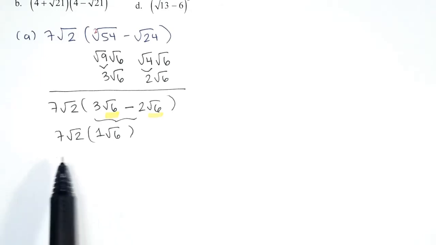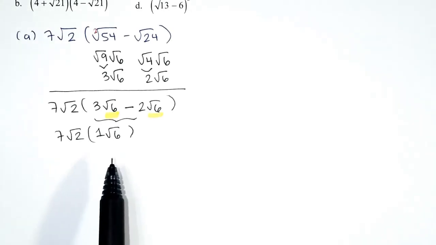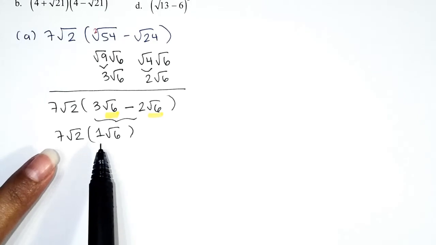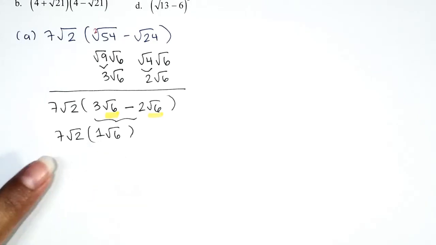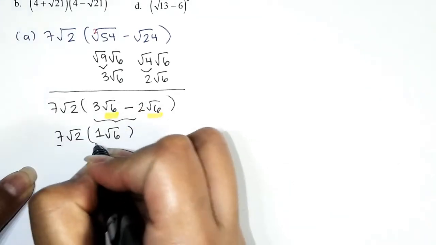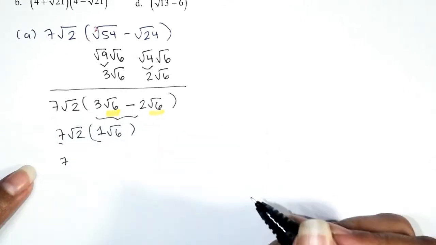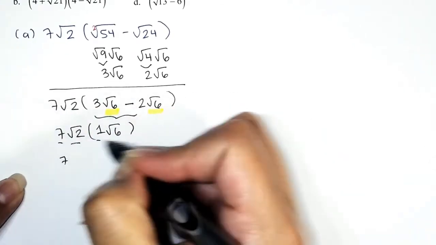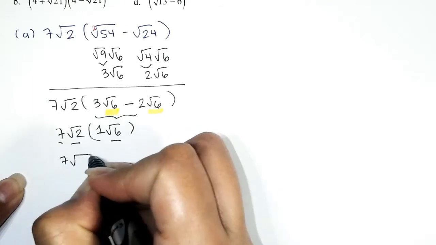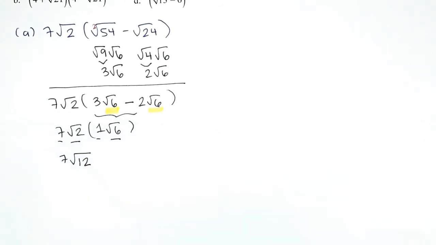So we have 7 root 2 times 1 square root of 6. Let's multiply the integer factors together and then the radicals together. The product of 7 and 1 will give us 7, and the product of the radicals, namely root 2 and root 6, will give us square root of 12. Sorry, I sometimes say root or square root. I interchange those two. Okay, so that is our answer, but the question is, is it simplified all the way?